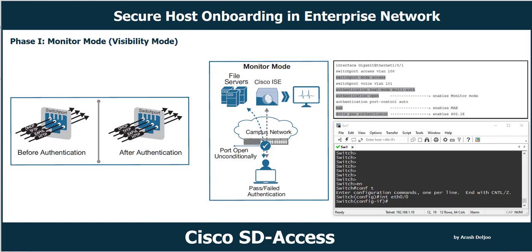How can we enable it? Here you can see the commands. Interface gigabit 101, switch port access VLAN 100, means this port is a member of VLAN 100, then switch port mode access, switch port voice VLAN 101, authentication host mode multi-authentication. I actually explained about it. This is the default behavior also. And the command that we need, authentication open, means please enable monitor mode.